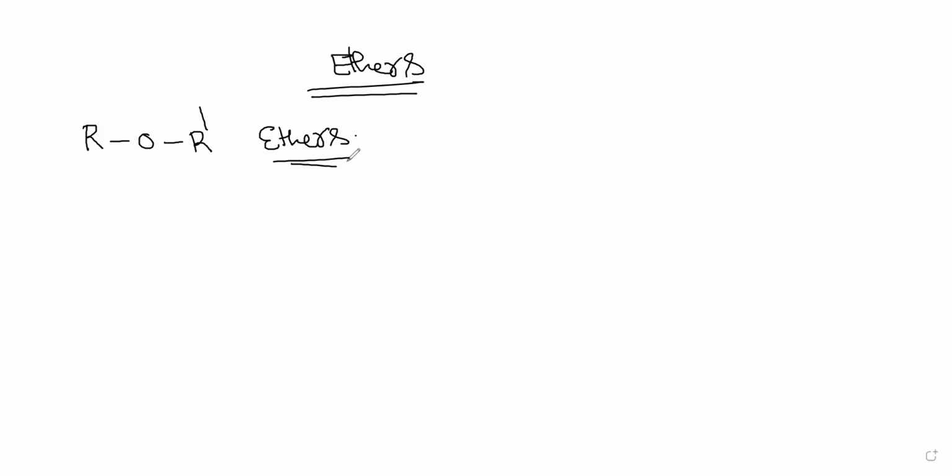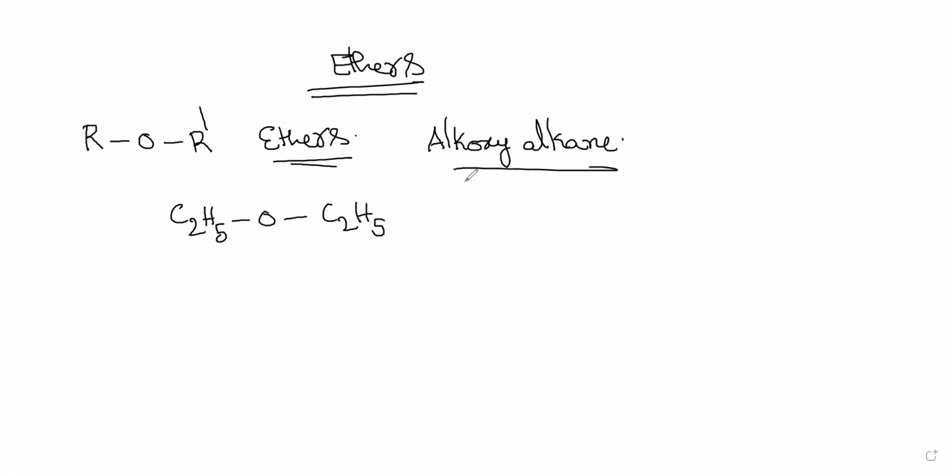You have C2H5O C2H5. The naming wise, it's like alkoxy alkane. This is how we named it. So this is ethoxyethane. Ethoxyethane is called diethyl ether.